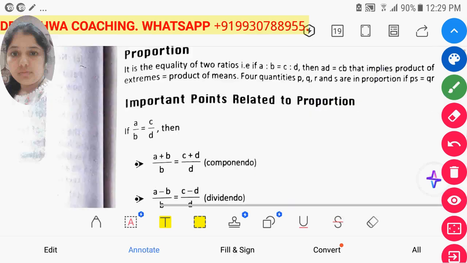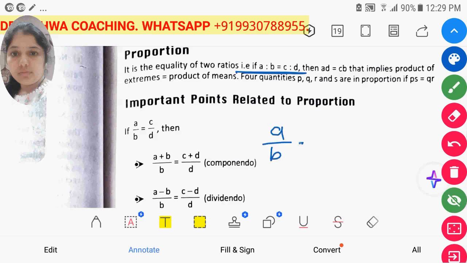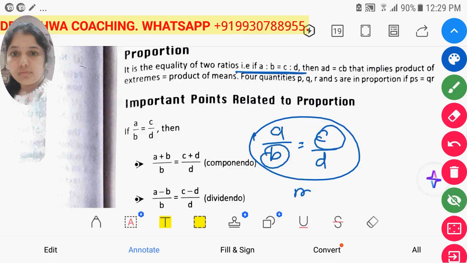Now proportion, as I already told, if more than two quantities are compared, then the comparison is known as proportion. Now if A, B, C, D are the 4 quantities, and A is to B is equal to C is to D, it means they are in proportion with each other. Then B and C are called the means of the proportion, and A and D are called the extremes.